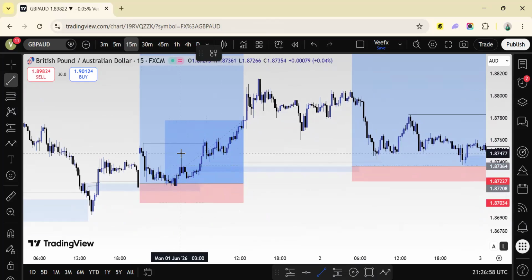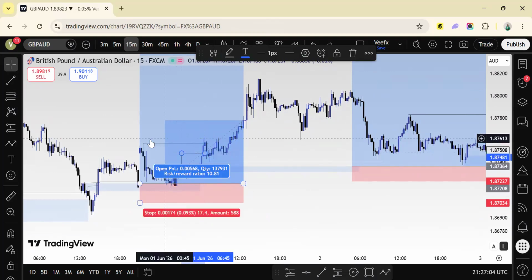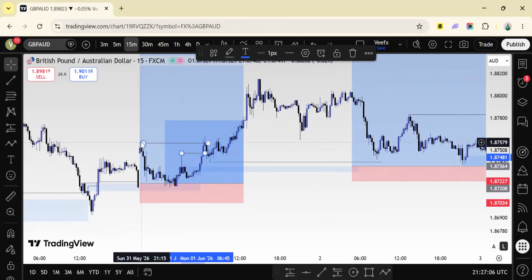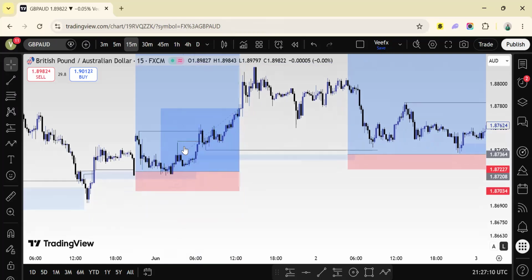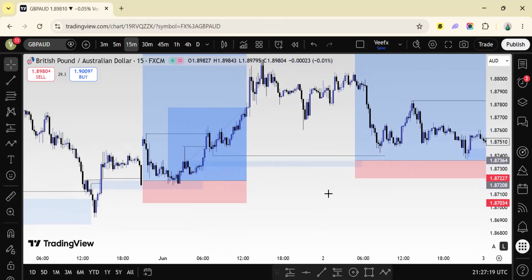The market took out this high here. This is my single break of structure. And then the market took out this other high. So these are two key highs that the market took out, which now gives me a multiple break of structure. So this is a concept for continuation. Still the same thing, I wait for my pullback after.